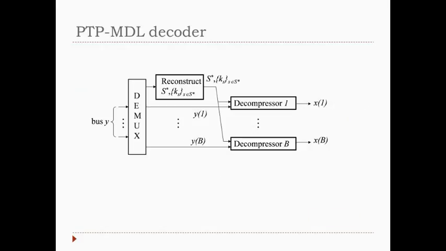The PTP-MDL decoder receives the structure of the optimal source and all of the compressed blocks. After demultiplexing them, it sends to each of the parallel units the structure of the source and the corresponding compressed block, and that processor can decompress that block. Now that we have all the decompressed blocks, we have the original input.